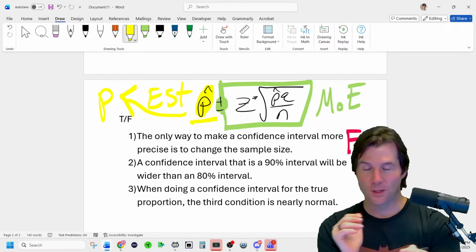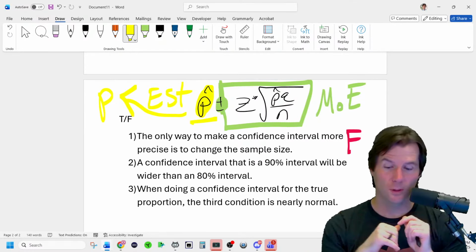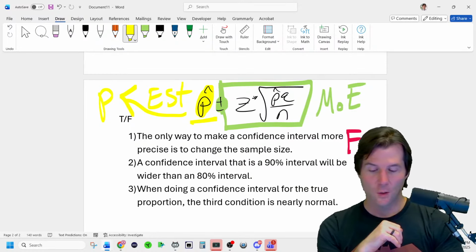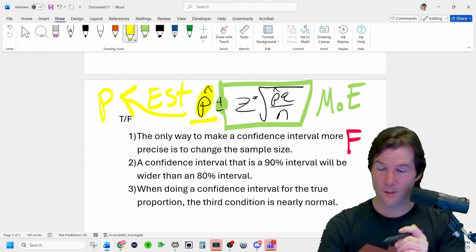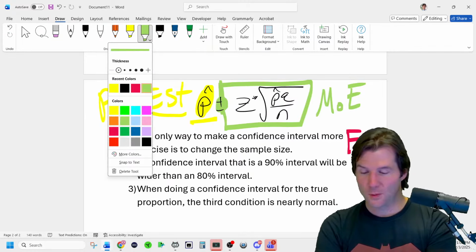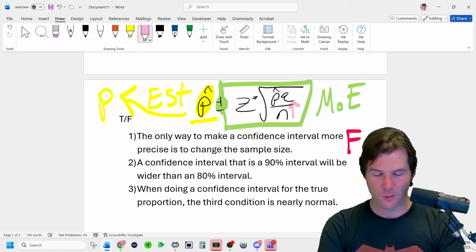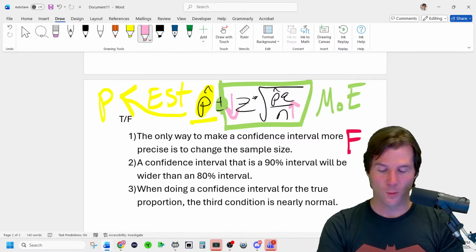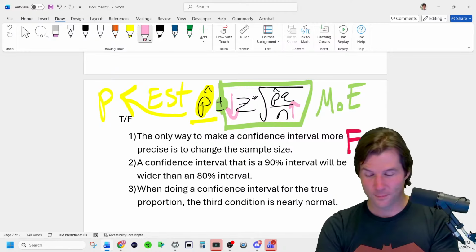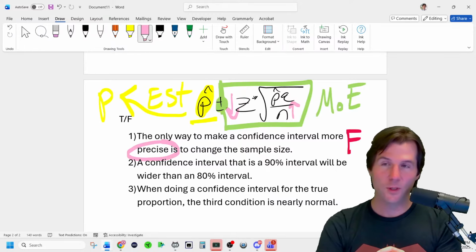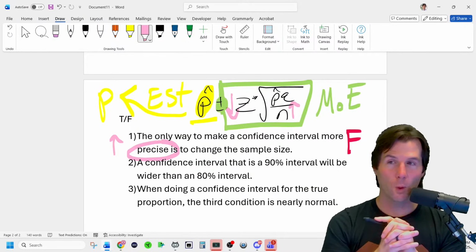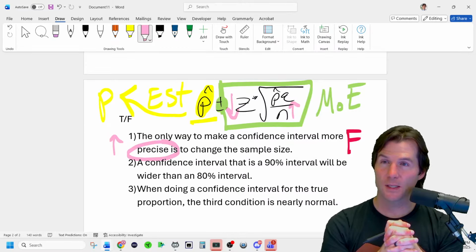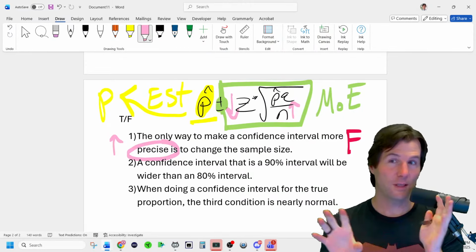And we have right here the confidence level related to Z. We'll work one of those. But you can see that the only way to make a confidence interval more precise is to change the sample size. Precise means tighter. If you increase sample size, the interval becomes more precise. But if you decrease the Z-score, it would become more precise too. Intervals are more precise when you increase sample size or make them less confident. That's just a fact right there.